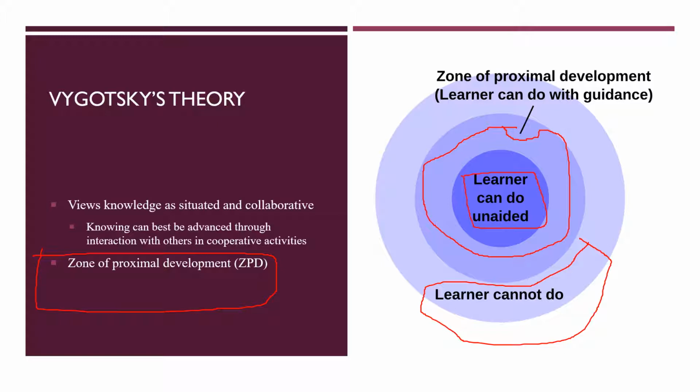Beyond that, let's say very complex astrophysics problems, those might be beyond your capacity. Even with someone helping you, that's probably beyond most of our reach. So that's the basic idea in Vygotsky's theory, that we advance in terms of our cognitive development through interacting with other people. So it pays more attention to the contextual factors in learning compared to Piaget's theory.